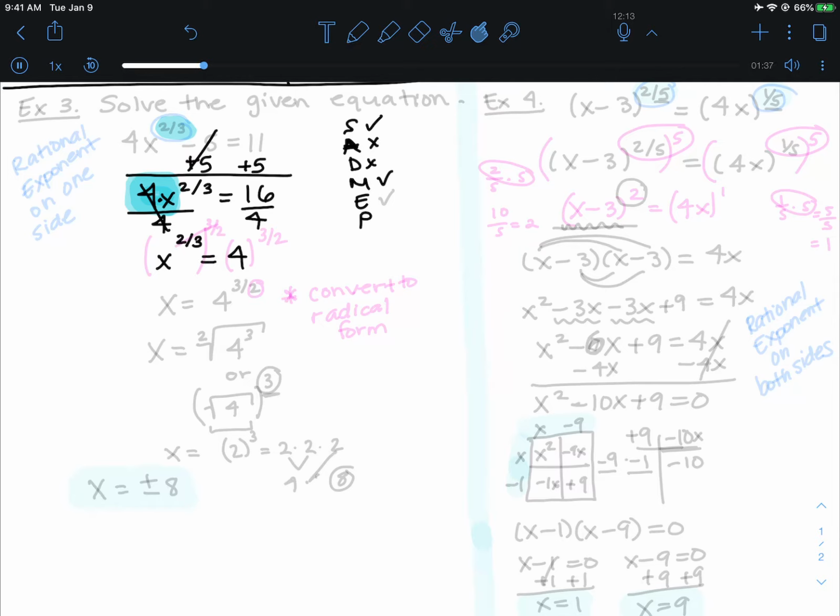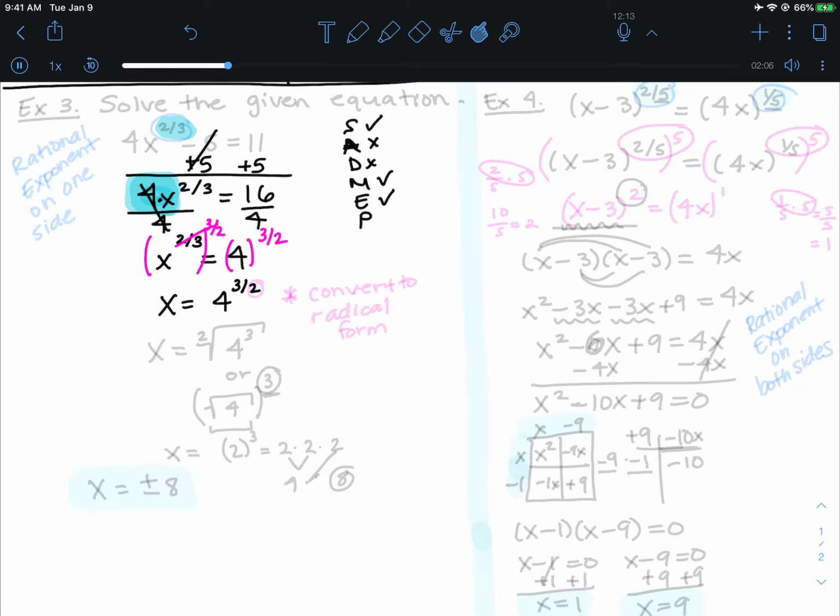So now we're going to continue. Do I have an exponent? Yes, I do. So now here, I want to get rid of this 2/3. So once again, just like yesterday, we do the reciprocal, which is 3/2. And what I do to one side, I do to the other. Now these right here cancel out, leaving me with x is going to equal 4 to the power of 3/2.